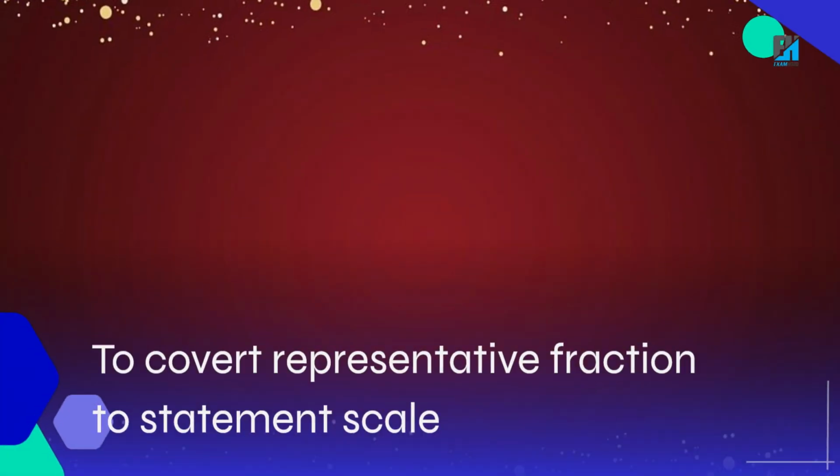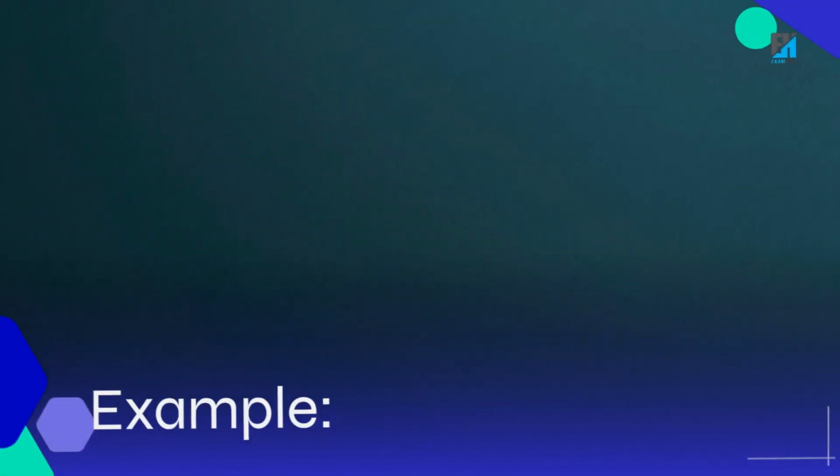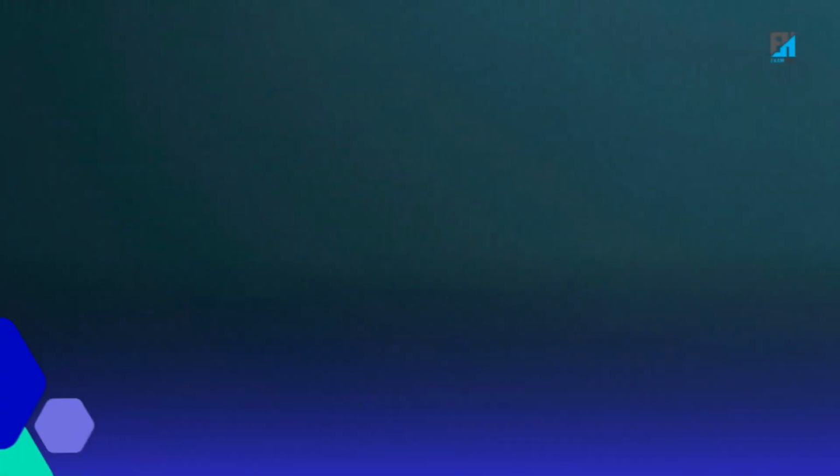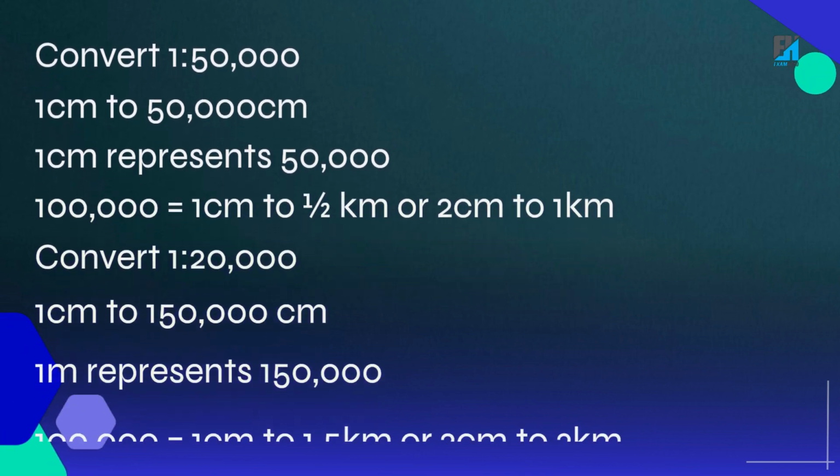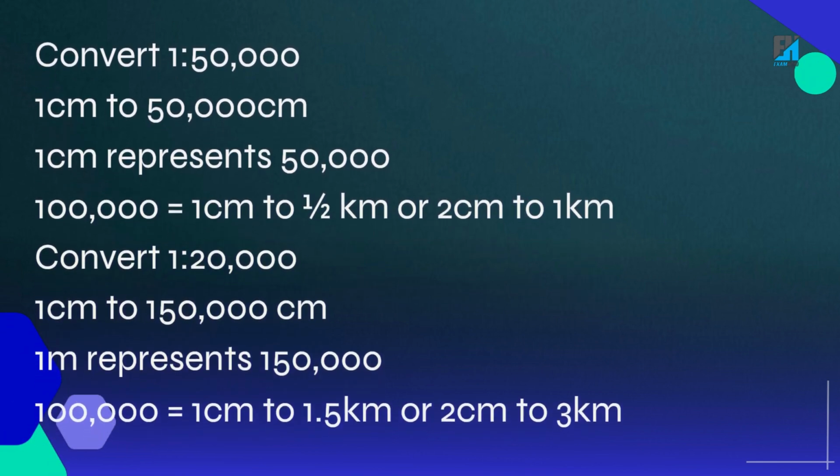To convert representative fraction to statement scale. Example, convert 1 colon 50,000. 1 centimeter to 50,000 centimeters. 1 centimeter represents 50,000 centimeters, divided by 100,000, which equals 1 centimeter to half a kilometer, or 2 centimeters to 1 kilometer.